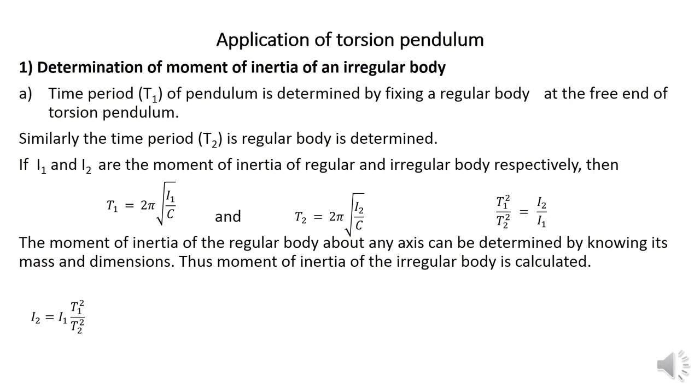If I1 and I2 are the moments of inertia of the regular and irregular body respectively, then T1 is equal to 2 pi into square root of I1 by C and T2 is equal to 2 pi into square root of I2 by C. T2 is the time period for the irregular body, T1 is for the regular body. Taking the ratio, T1 squared divided by T2 squared is equal to I1 by I2. The moment of inertia of the regular body about any axis can be determined by knowing its mass and dimensions. Thus, the moment of inertia of the irregular body is calculated using the formula I2 equal to I1 into T2 squared divided by T1 squared.